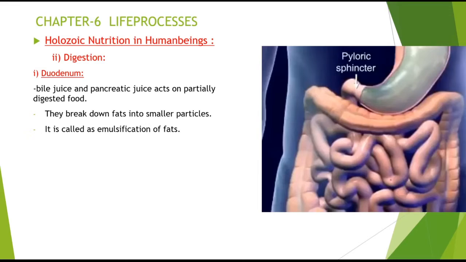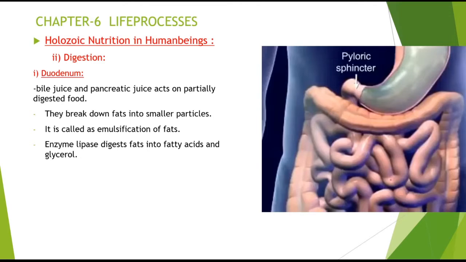After the action of bile juice and pancreatic juice, the pancreatic juice contains different types of enzymes like lipase, amylase, trypsin, and chymotrypsin. I already discussed it in the previous slide. After the breakdown of fats, an enzyme called lipase acts on the smaller particles of fat and digests them into fatty acids and glycerol.